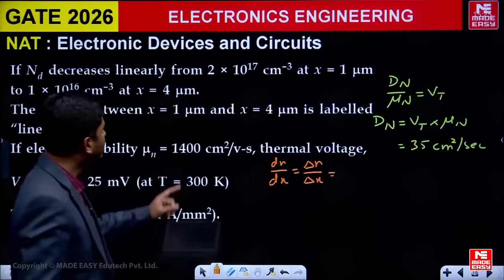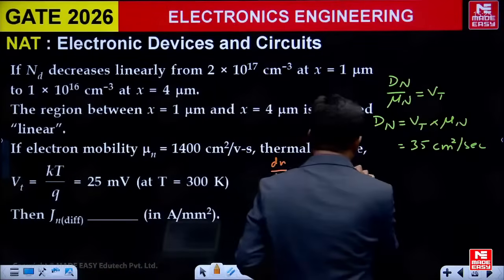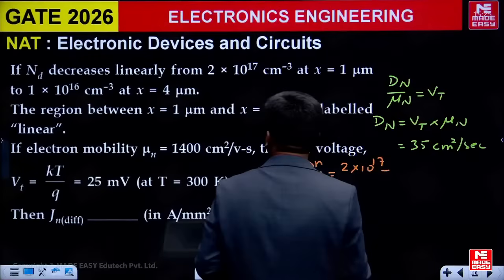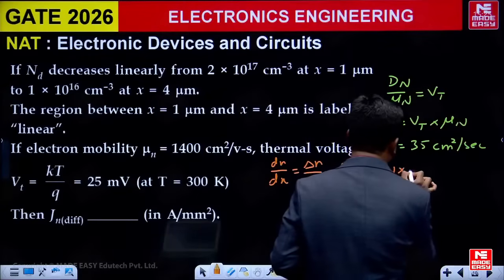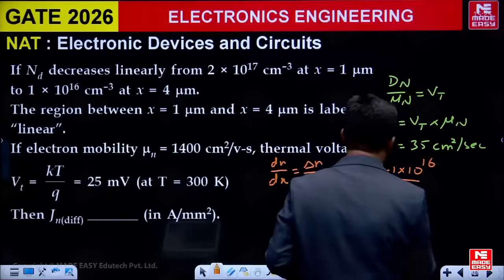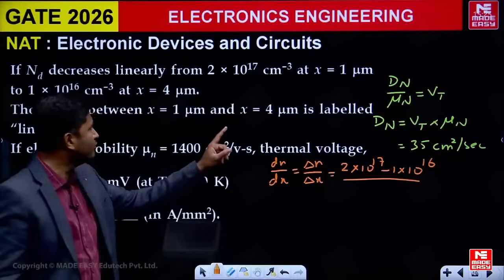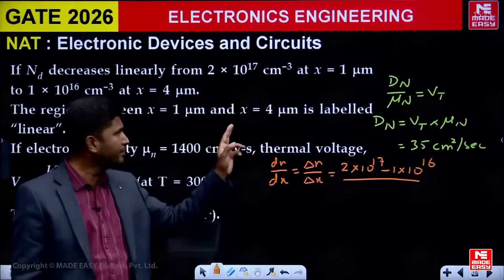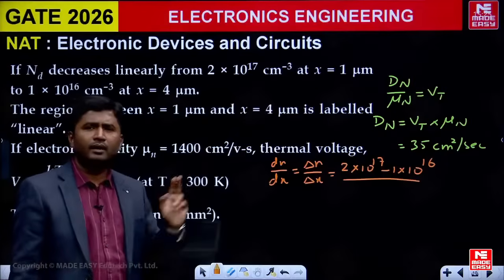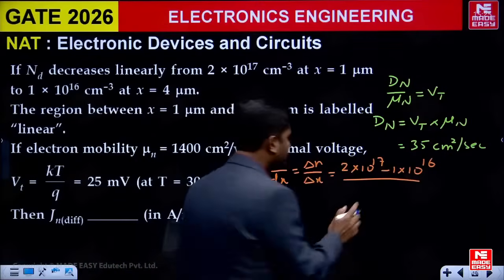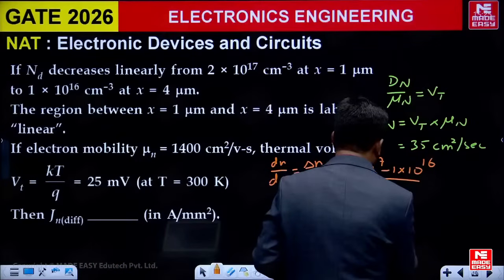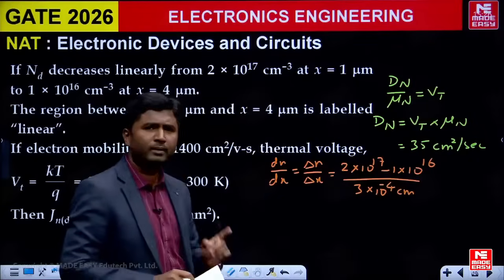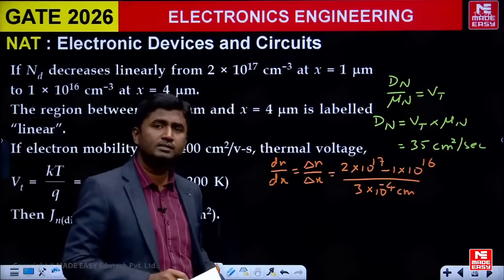Delta n divided by delta x. Delta n will be 2 into 10 power 17 minus 1 into 10 to the power, divided by delta x. How much is delta x? It is 4 minus 1, that is 3 micrometer. We will convert it into centimeter. 4 minus 1 is 3 micrometer, and 3 micrometer will be 3 into 10 power minus 4 centimeter. I have put delta x in centimeter because our numerator is in centimeter, right. 1 micrometer is equal to 10 power minus 4 centimeter.